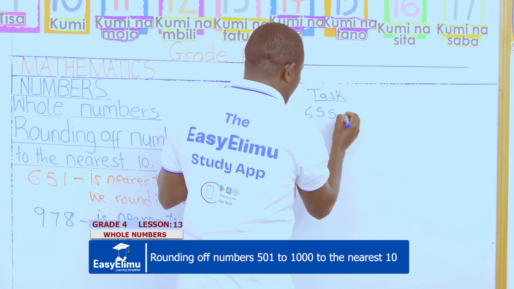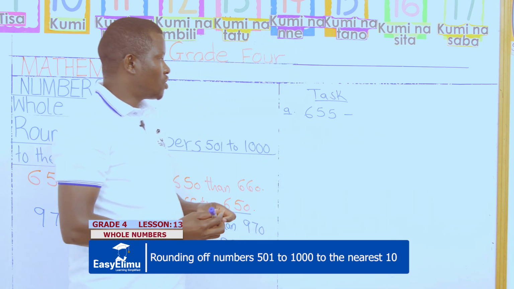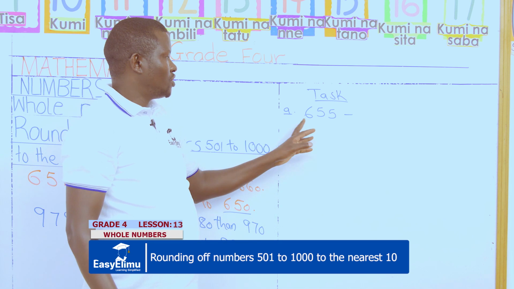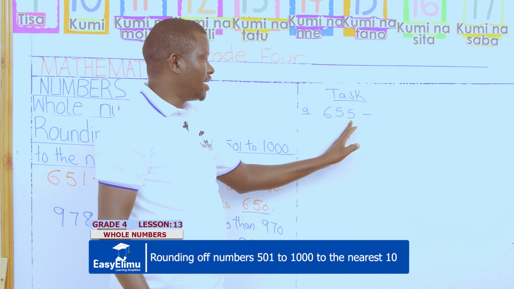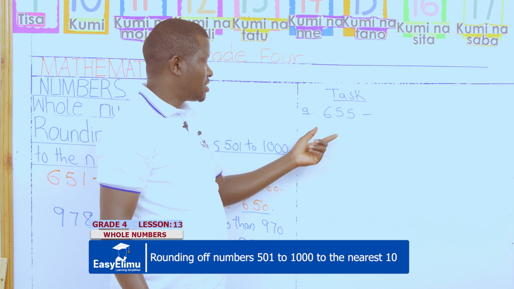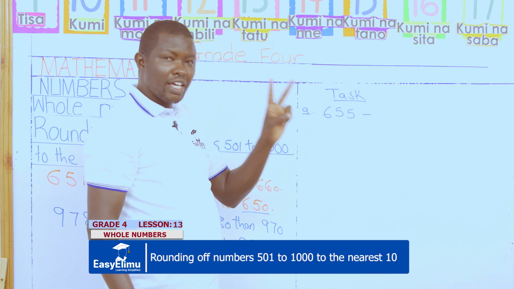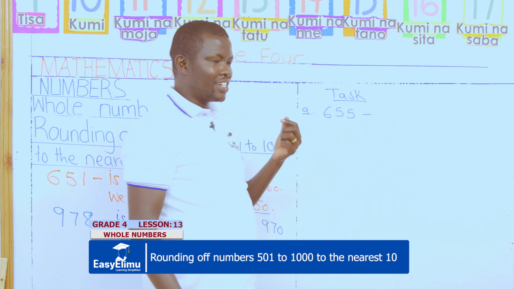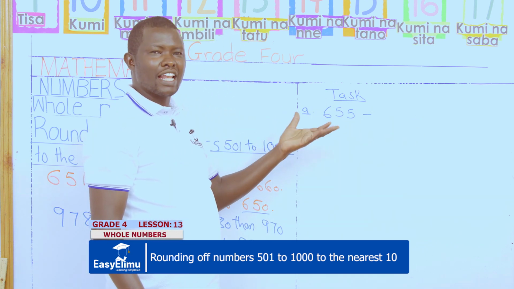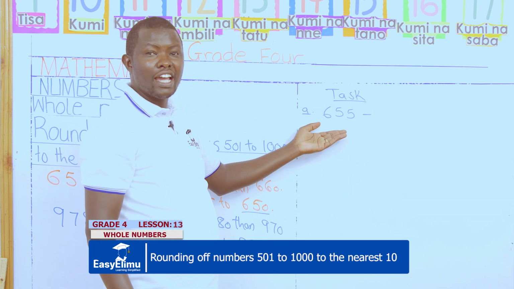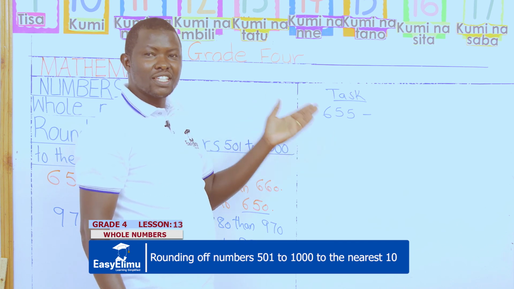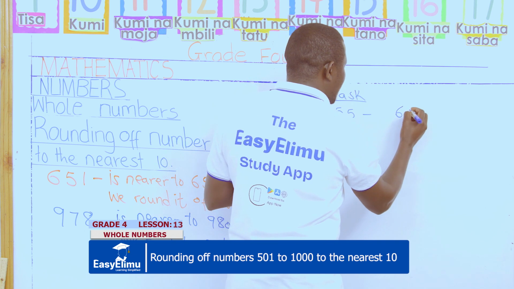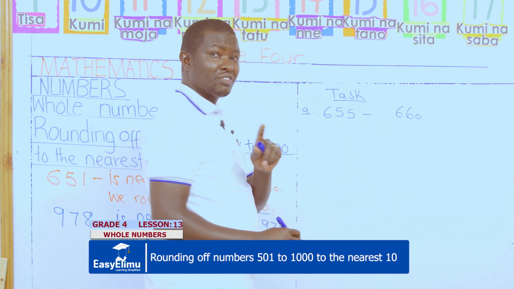655. In our pairs, when you round off this number, it is nearer to which number? 655 is nearer to either of two numbers in tens, either 650 or 660. So you pick where it lies. And we say our number here is nearer to 660. So we round it off to 660. That was for task 1.